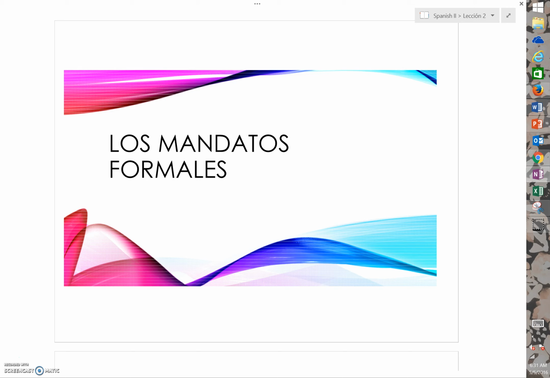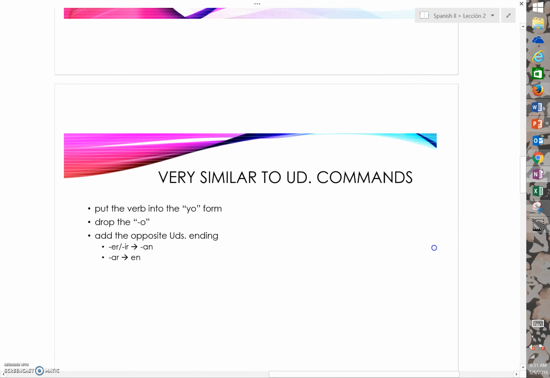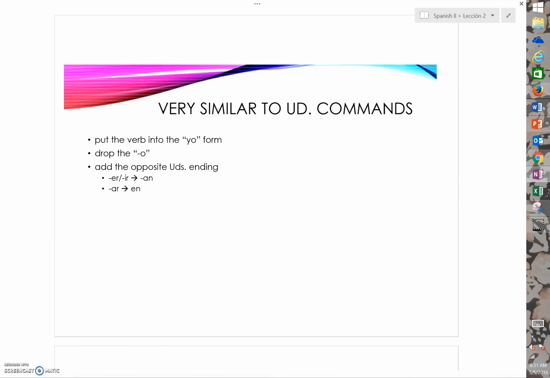Just like tú and usted commands, there's an affirmative form and a negative form. Let's talk about how we form them. They are very, very similar to usted commands. We're going to start with our verb in the present tense yo form, then we'll drop our o and add the opposite ending. For er and ir verbs, we use an. For ar verbs, we use en.